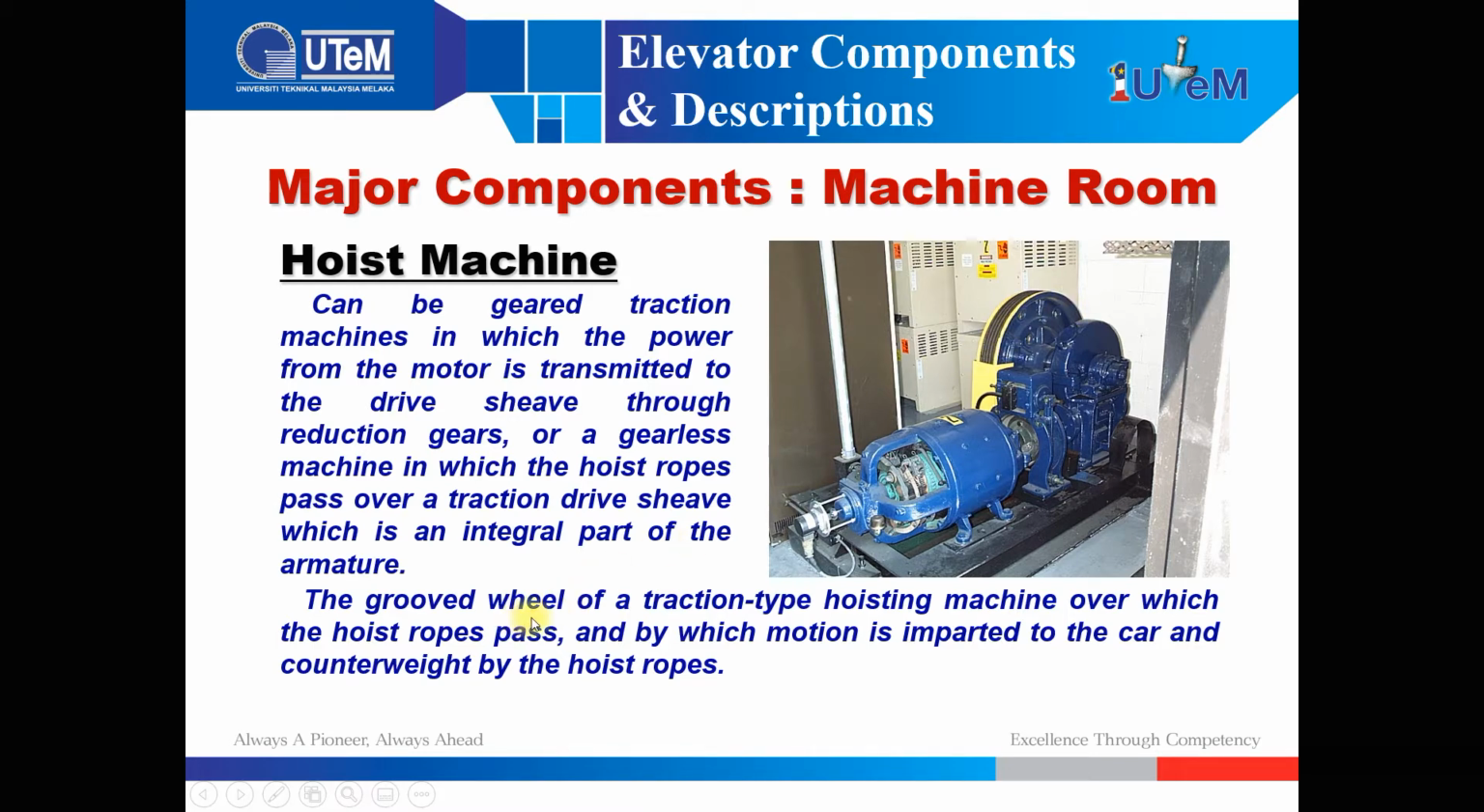Okay, the groove wheel of the traction type hoisting machine over which the hoist rope passes and by which motion is imparted to the car and counterweight by the hoist rope. Okay, dia akan counter the weight of the cab by using the wheel lah. Okay, groove wheel ni adalah laluan untuk rope ni. Okay, dia ada groove. Dia punya wheel tu ada dia punya groove untuk traction of the rope lah.